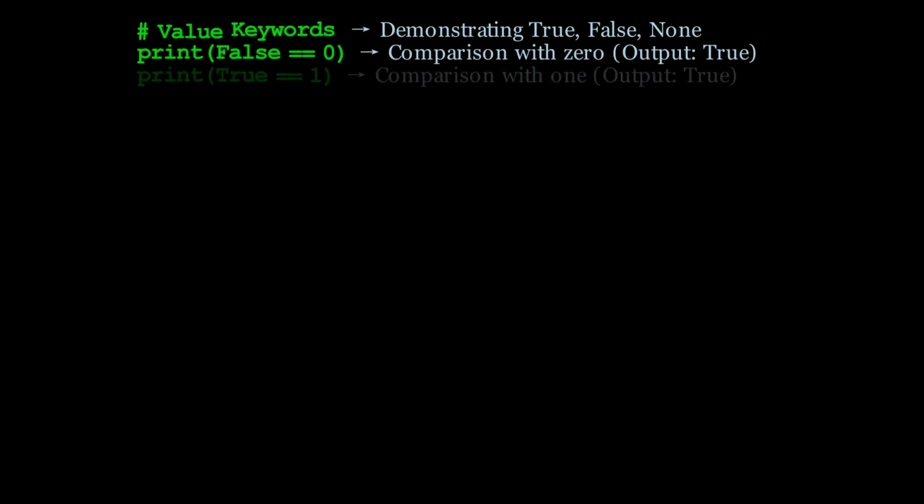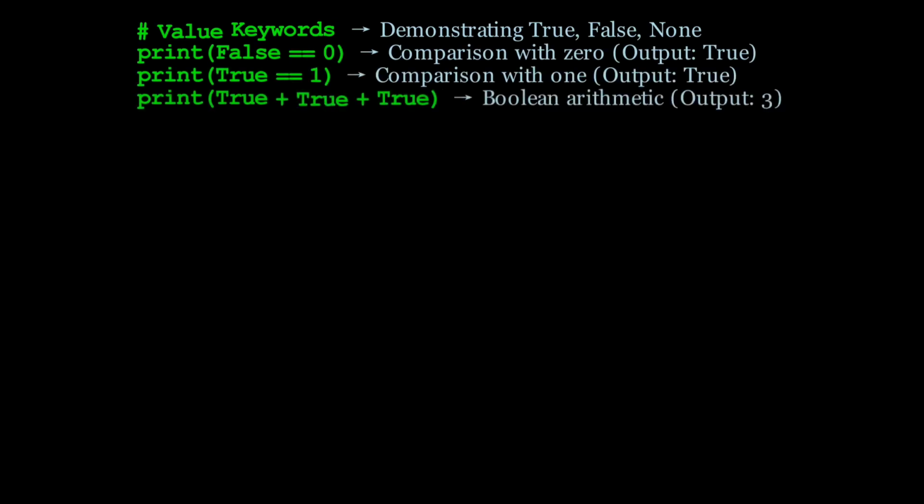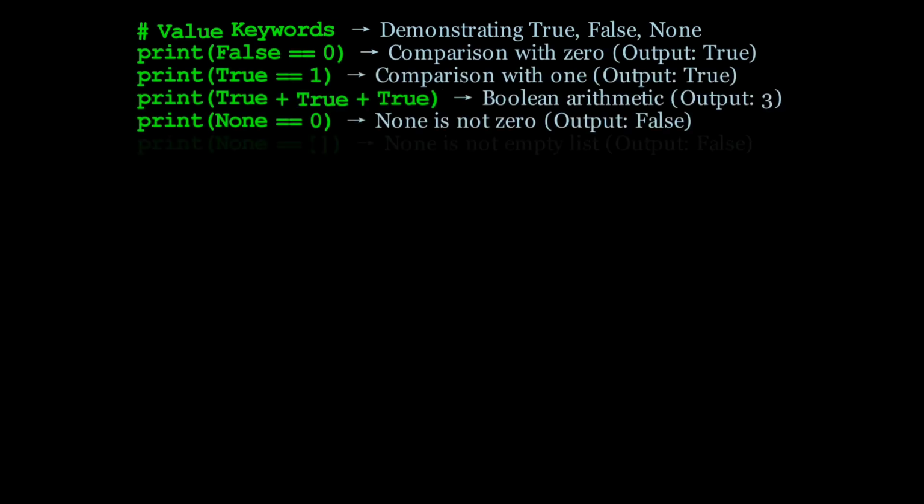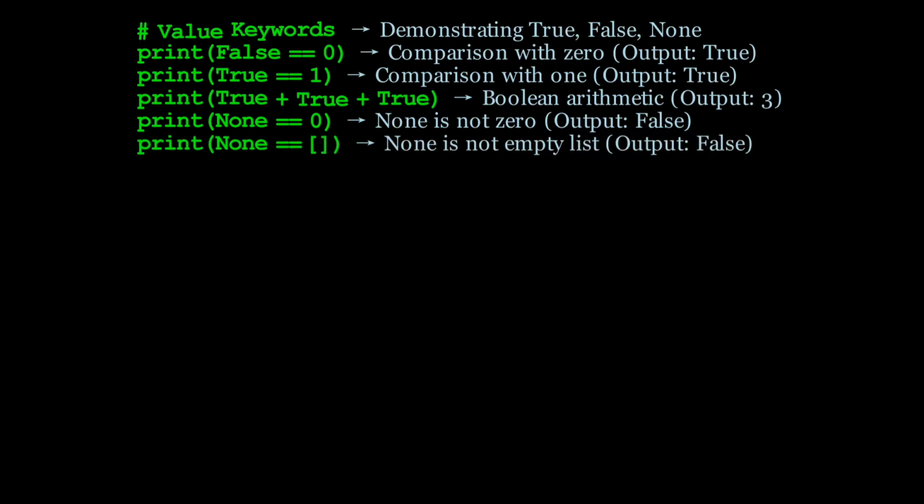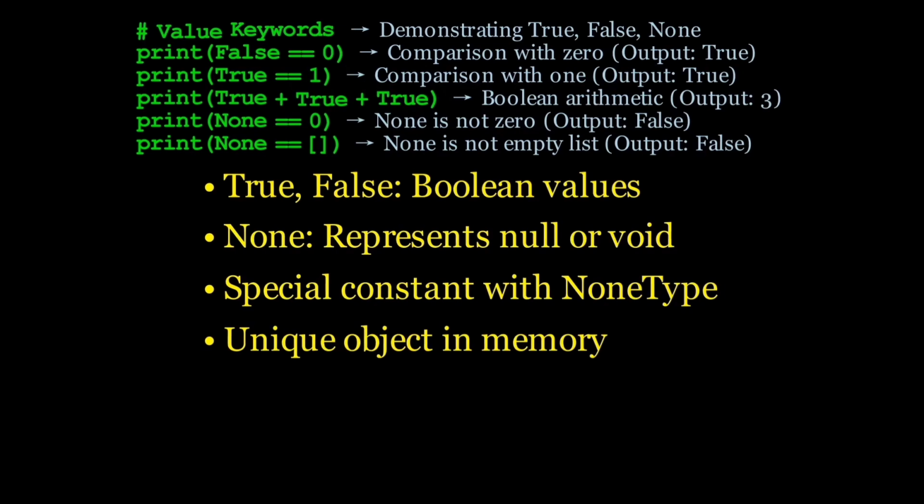Notice how False equals 0 when compared. True equals 1, showing the numerical basis of Boolean values. We can even perform arithmetic with Boolean values. None is special. It is not equal to 0 or an empty list. This demonstrates None's unique property in Python.